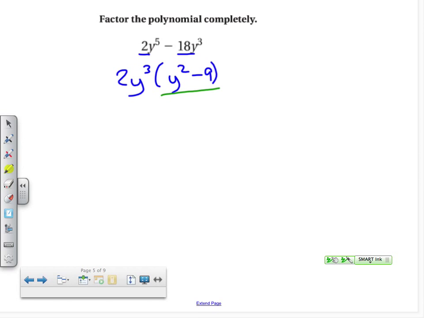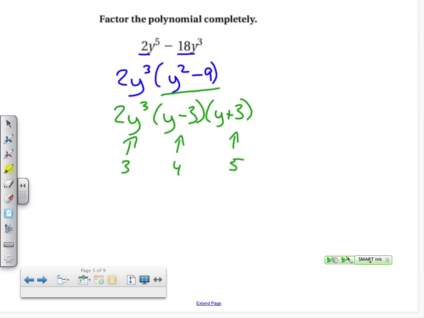That's a difference of squares. We can break those into 2 conjugates. The 2y cubed, that does not factor any further. But the y squared minus 9, that's y minus 3 and y plus 3. We could have up to 5 factors. We've only got 3. But there's 3 factors accounted for here with the power of 3, 4, and 5. So our factored form is right there.